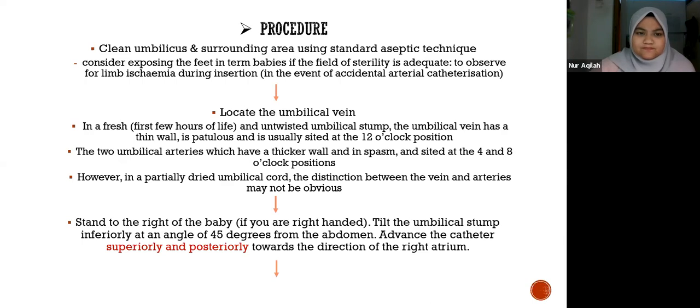So first, the first step is pretty much similar. We have to clean the umbilicus and also the surrounding area using standard aseptic technique. Although in the case of umbilical vein catheterization we are not quite worried about lower limb vascular insufficiency or lower limb ischemia, we should still consider exposing the feet in term babies to observe for limb ischemia in the event of accidental arterial catheterization.